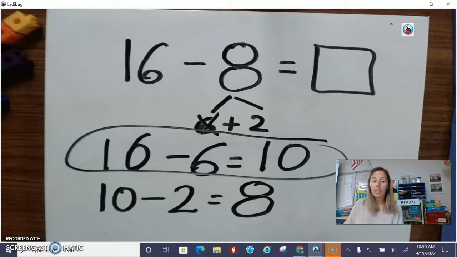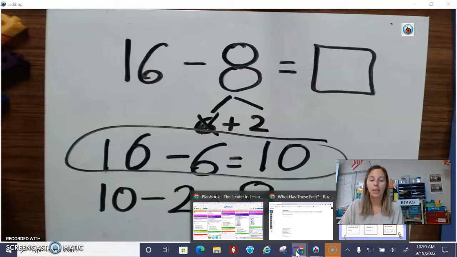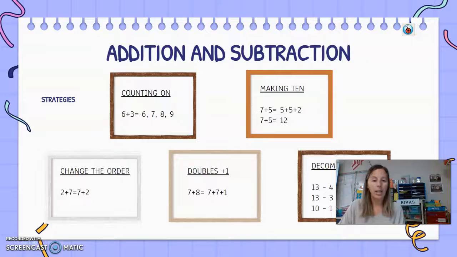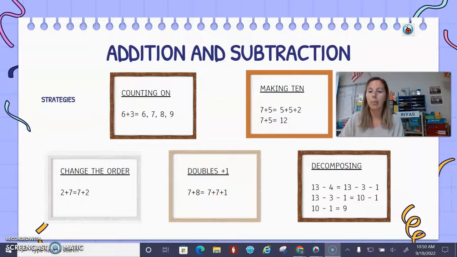So we're just subtracting a little bit at a time to get an easier number. The 10 is always an easy number for them, and we're going to always try to get a 10. Okay, let me go back over here, and I'm going to stop now because I'm almost up with my time.